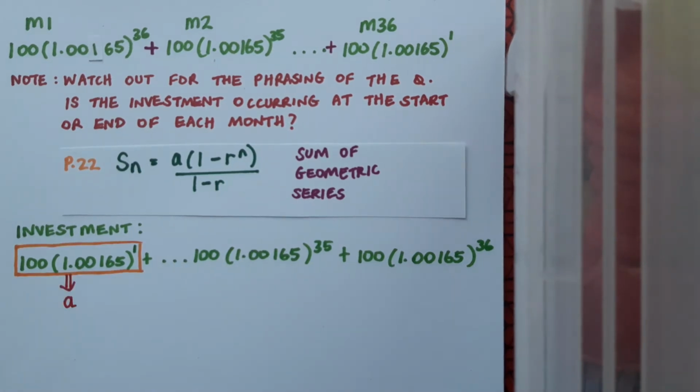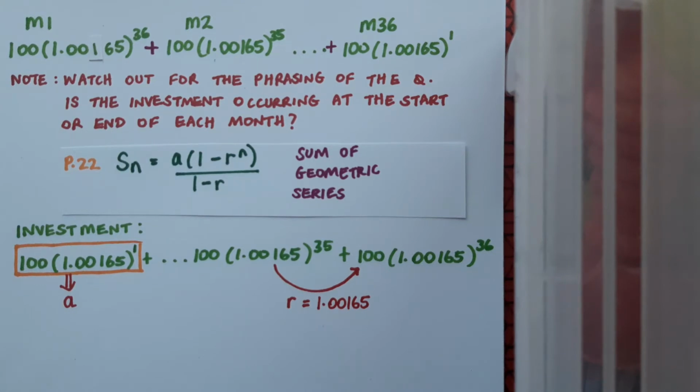So my first value here is going to be a, because a is the first value in the geometric series. r is the common ratio, so I need to figure out how I'm getting from one term to the next. In this case, it's easiest to find that by looking at my last two terms and seeing what I need to multiply this term by to get to this term. Well, I've got an extra 1.00165 because the power has increased to 36. So that's my r value in this case.